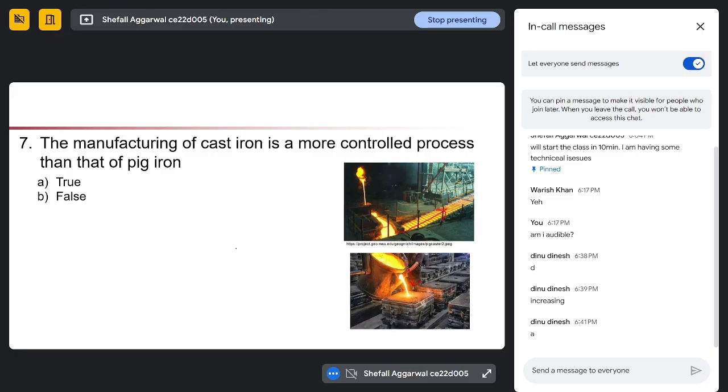So if you can see from this figure, what is happening is just steps are formed, and on that you are just pouring your molten metal. However, in case of cast iron, you are preparing a mold, filling it with sand, and then pouring the molten metal into it. So from there, you can see that cast iron is a more controlled process as compared to pig iron. This is A actually.